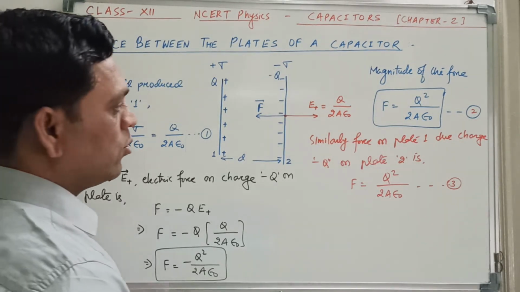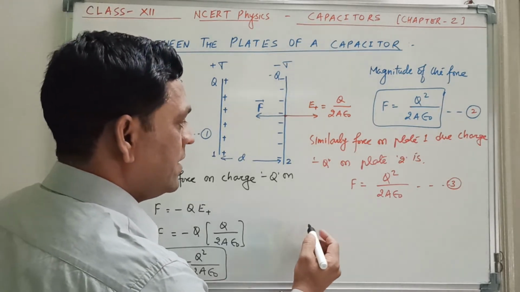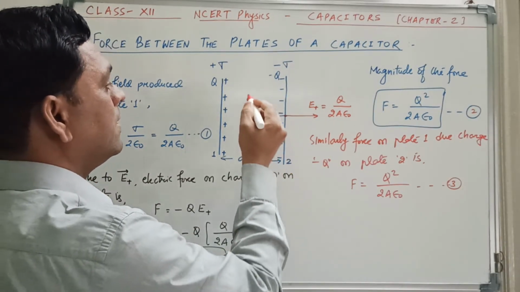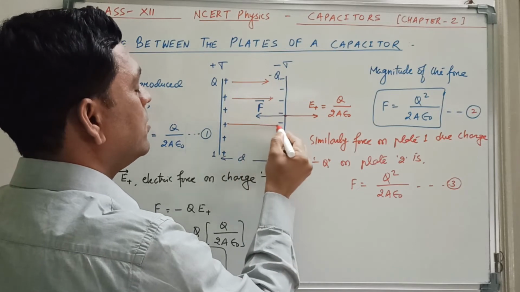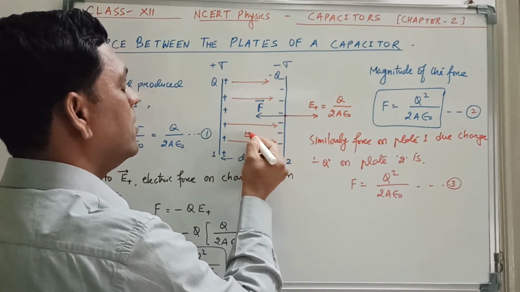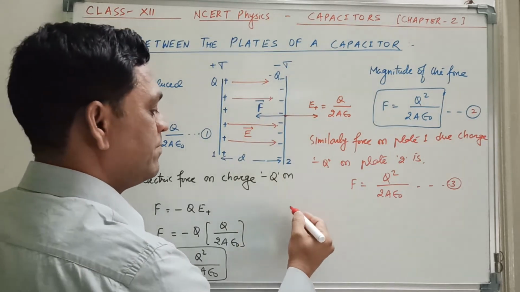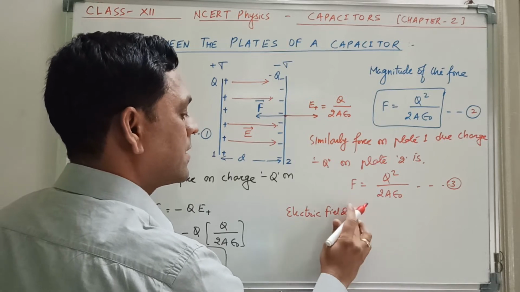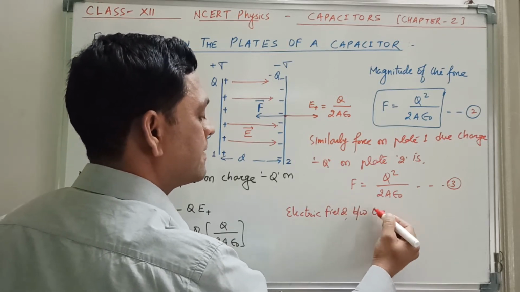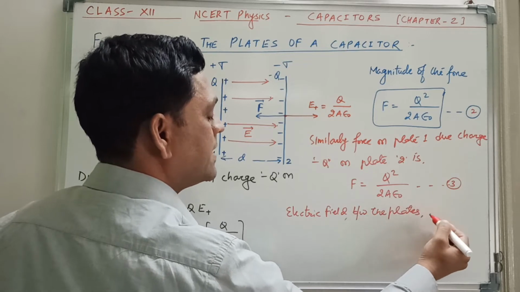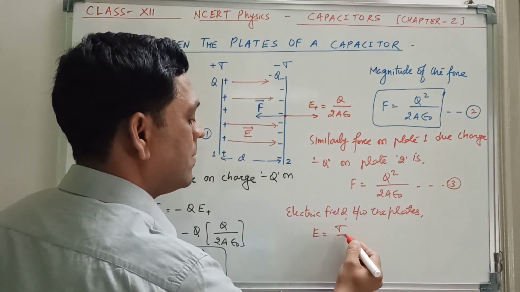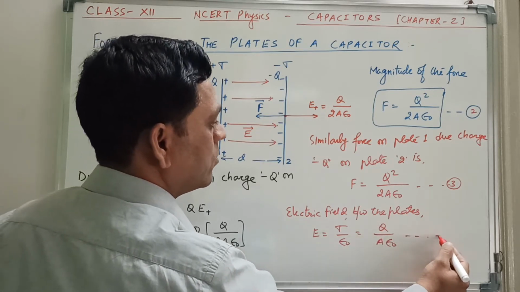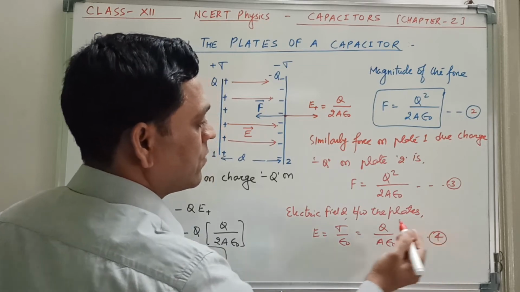Now also I tell you one more thing here. Between these two plates of the capacitor an electric field exists, and we know from the Gauss law once again, if I denote this electric field by E, then the electric field between the plates is equal to sigma upon epsilon 0, and this is Q upon A epsilon 0. From the Gauss law, we know this, isn't it? So this becomes our equation number 4.